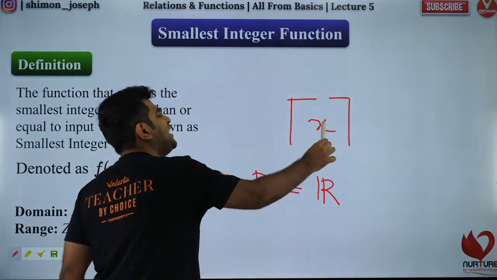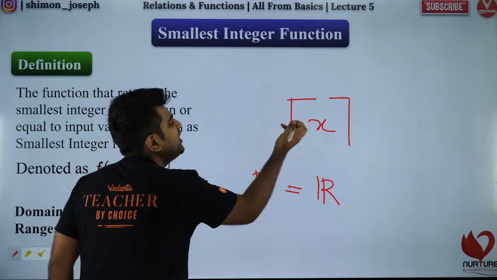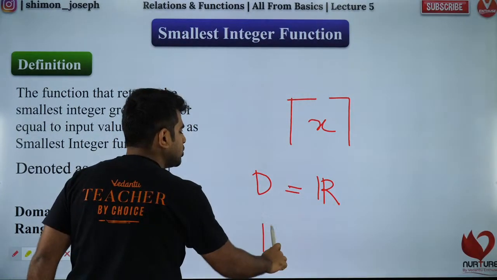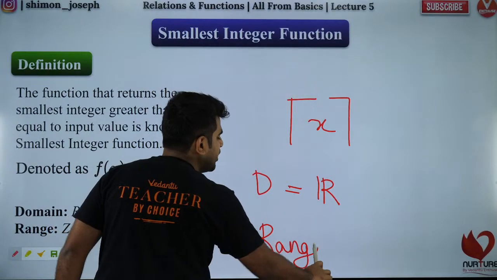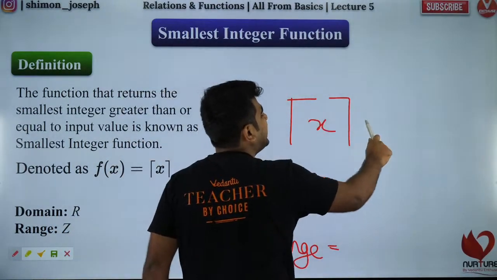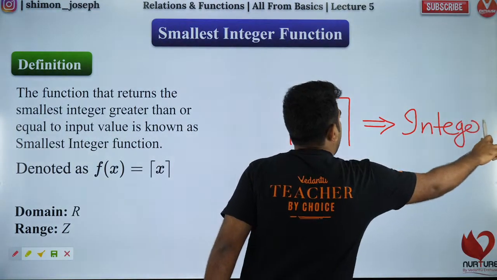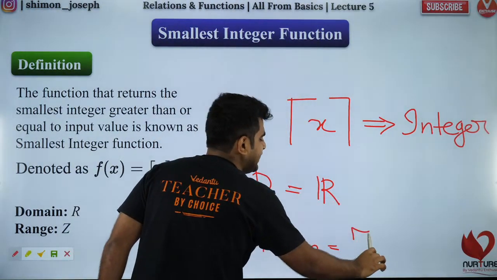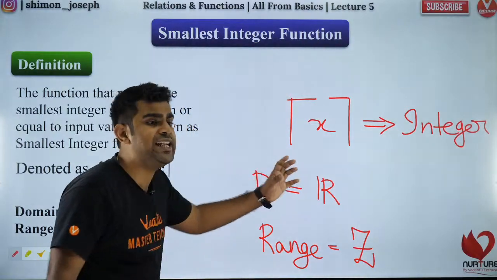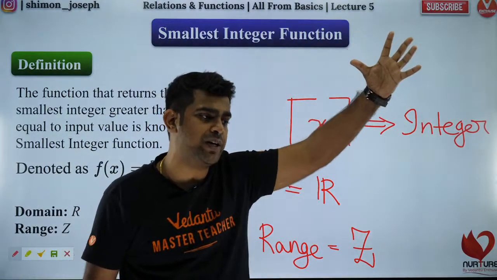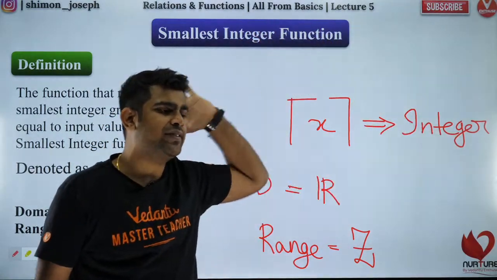I can put any real number inside, but the output which I get, which is called the range, will always be an integer. It will always be an integer. So the output can be only integers, whereas the input can be any real number. Are you all clear with that?